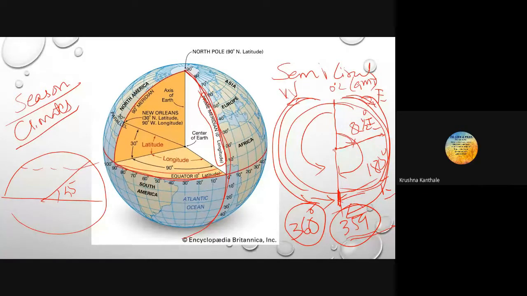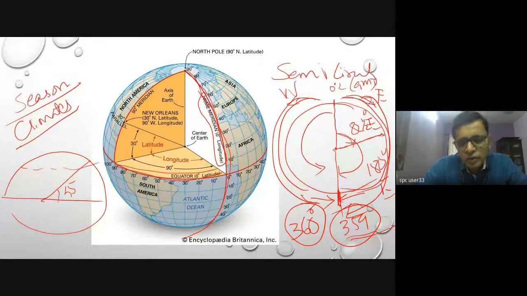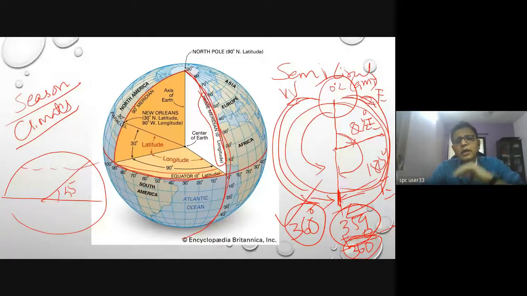Sir, 0 will also be the same, no? Exactly. Though it comes to 359, you have again forgotten 0 degrees. So you add that 0. So 359 plus 1 is going to be 360. So 360 degrees of longitude is actually the right answer.